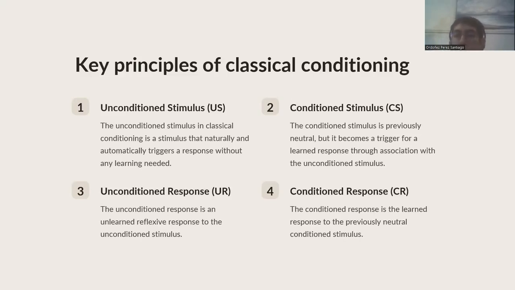The second one is the conditioned stimulus. The conditioned stimulus is the one that is previously neutral, but then becomes a trigger for a learned response through an association with the unconditioned stimulus, the one that we previously discussed, right? So before it's neutral, but then it is not neutral anymore, basically. Then the third one is the unconditioned response. The unconditioned response comes from the one above, the unconditioned stimulus. So that's basically the response to the unconditioned stimulus, right? That's the response for this stimulus.